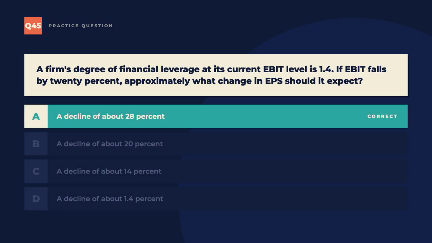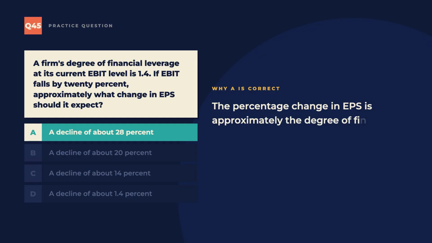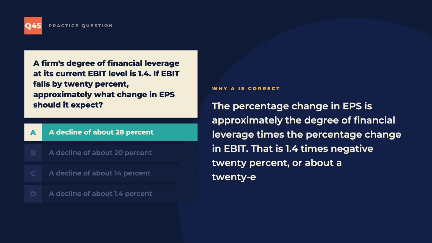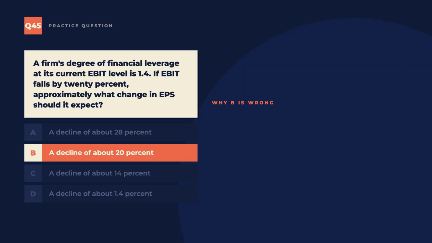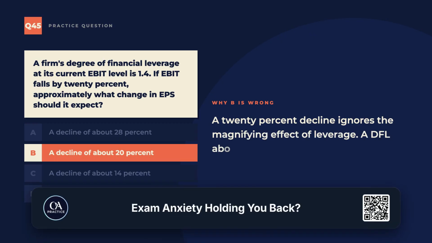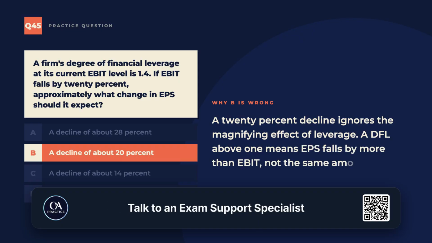The correct answer is A, a decline of about 28%. A is correct because the percentage change in EPS is approximately the degree of financial leverage times the percentage change in EBIT. That is 1.4 times negative 20%, or about a 28% decline in EPS. B is wrong because a 20% decline ignores the magnifying effect of leverage. A DFL above 1 means EPS falls by more than EBIT, not the same amount.